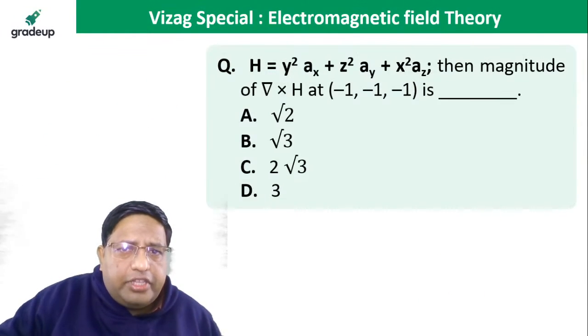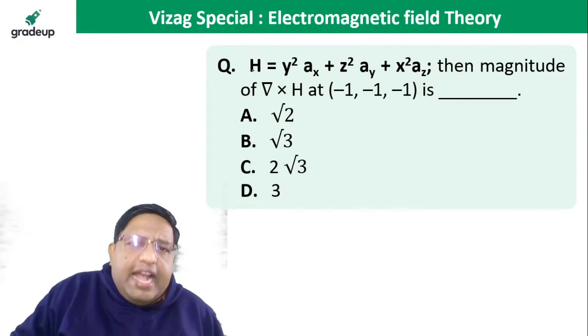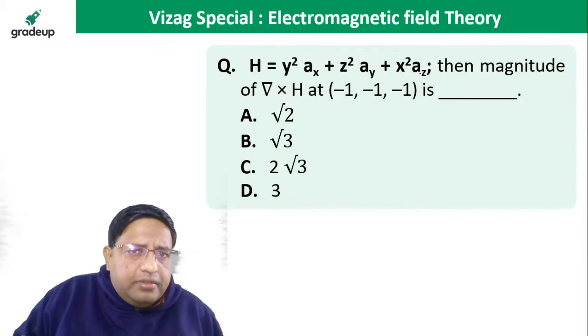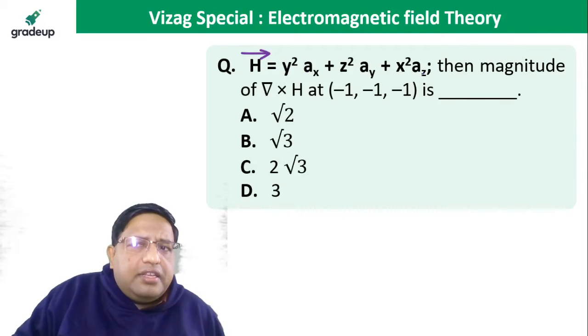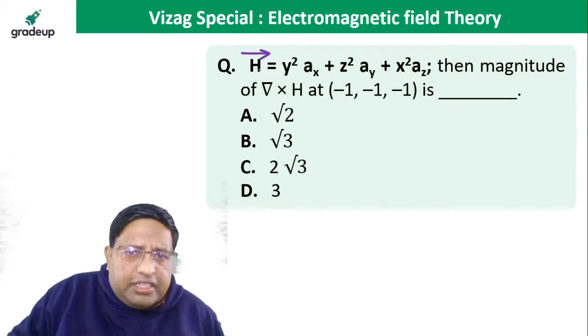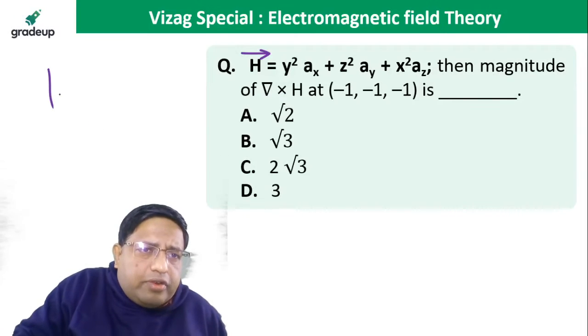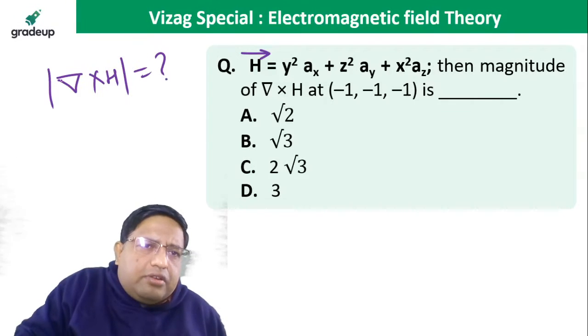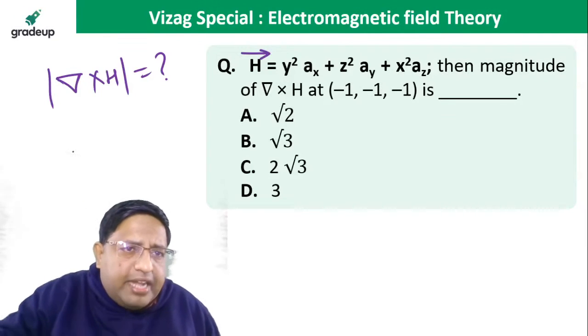Now give the answer of this question. The magnitude of del cross H. H is given as this vector. What is the del cross H at this point? Magnitude of del cross H means you have to calculate the modulus of del cross H. What is the modulus of del cross H? Very easy question, simple mathematics.